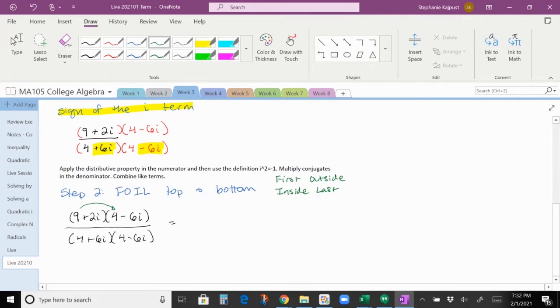So 9 times 4 is 36. And you can even color code if it helps. 9 times negative 6i. So 9 times, oh, I'm really bad with my nines. 9 times 6, 54. Okay.